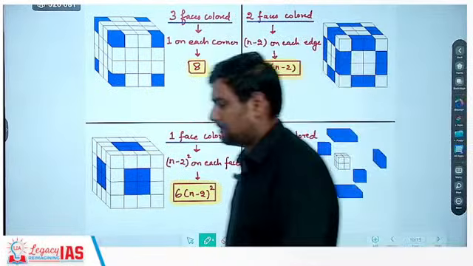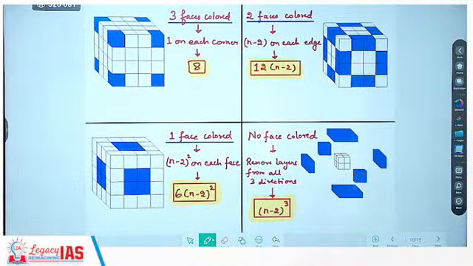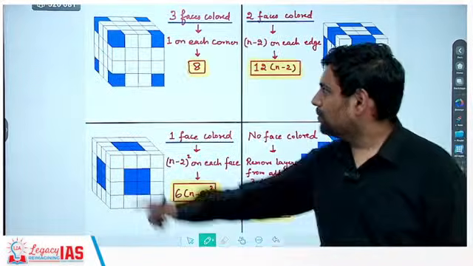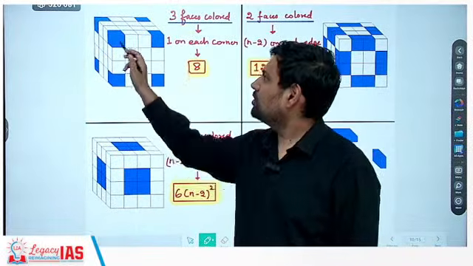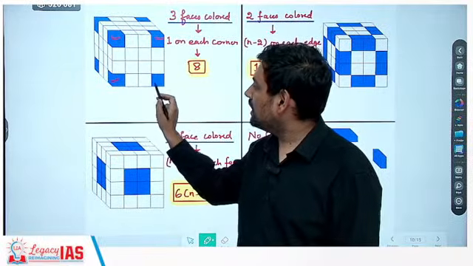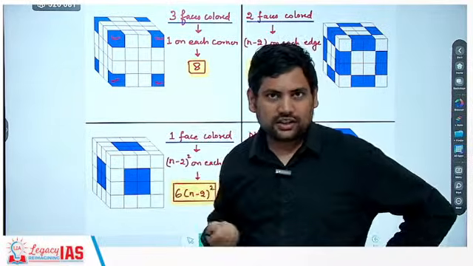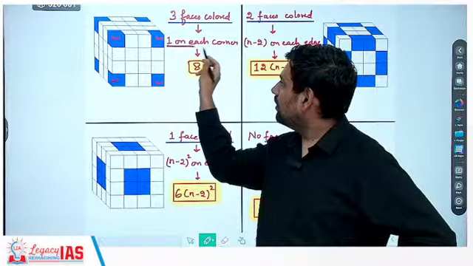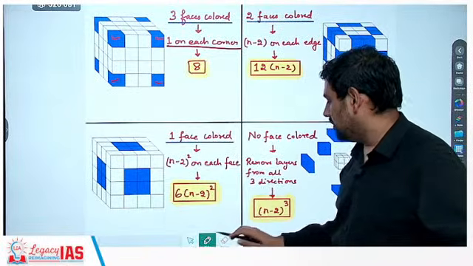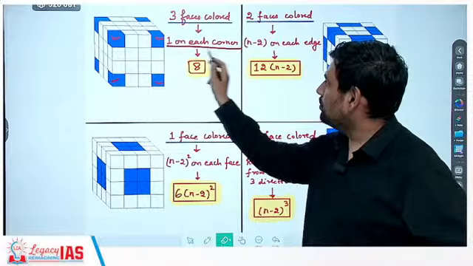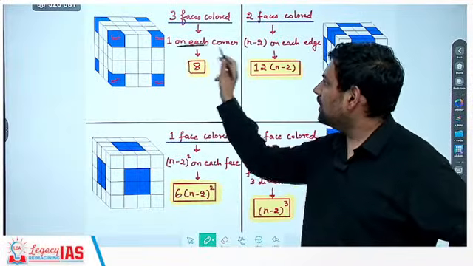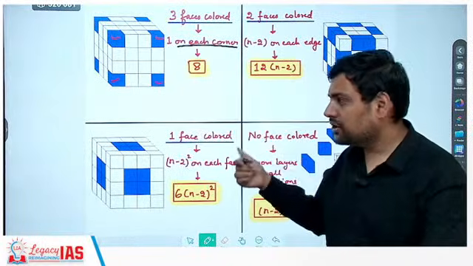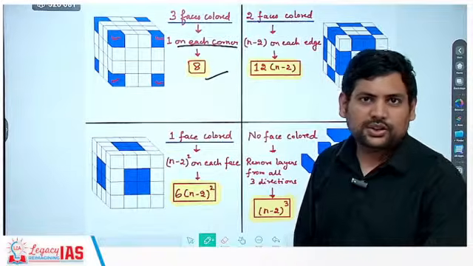Now you come here. So this is 3 face colored, 2 face, 1 face, no face. Now first thing, 3 face colored cubes. If you remember in the animation, you saw the corner ones. The corner ones like this had 3 faces colored, correct? Ultimately there is 1 on each corner. So how many cubes are 3 side colored? That is 1 on each corner. Only the corner one will have 3 faces colored. How many corners do you have in a cube? That is 8. So the answer is 8.